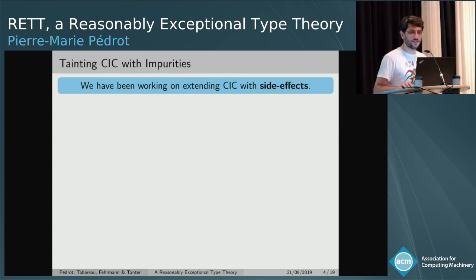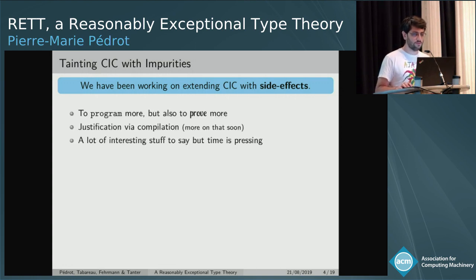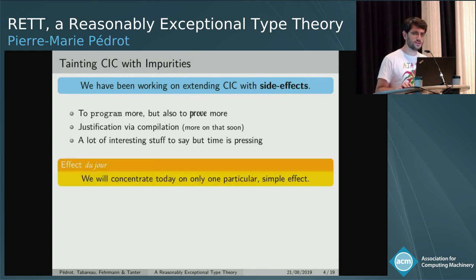Thankfully, we've been solving this problem, or at least trying to solve it before. Essentially, there are two reasons why you would do that. So, as I said, you can use it to program more, but also due to the Curry-Howard correspondence, you can also do that to get more new reasoning principles. There is a lot of things to say about that, but unfortunately, I don't have time at all to talk about this. But you can read everything we've written so far. And all those models are given by means of a very richly typed compilation process, which I'm going to come back about soon.